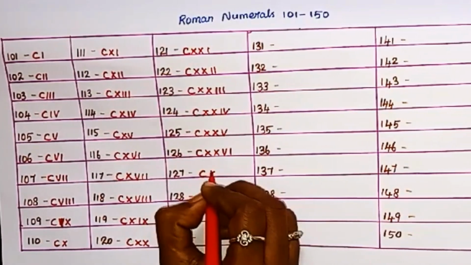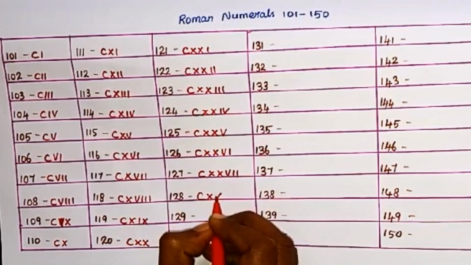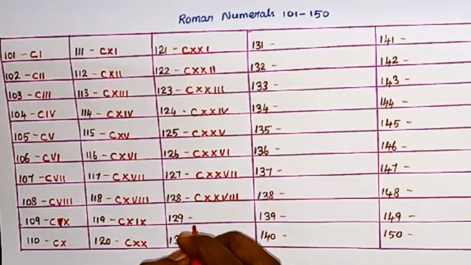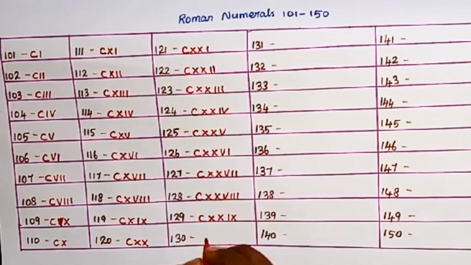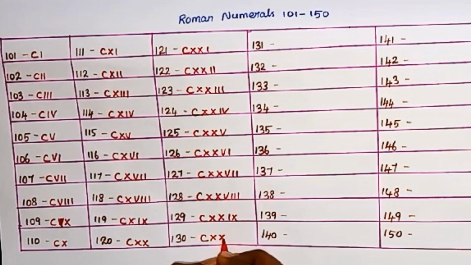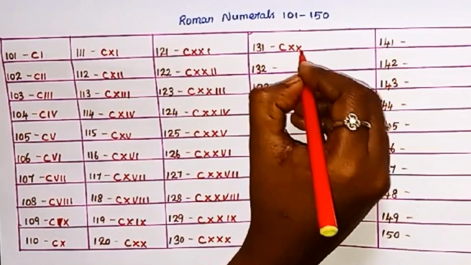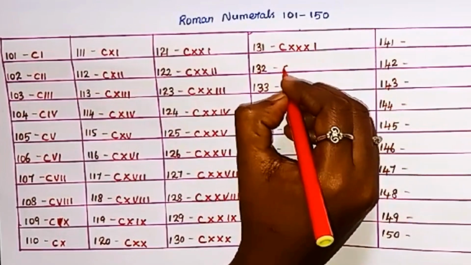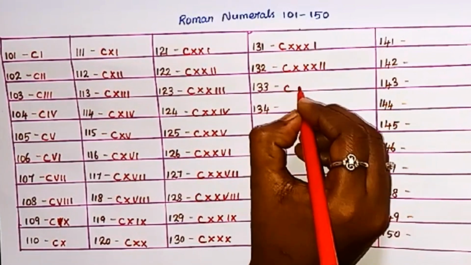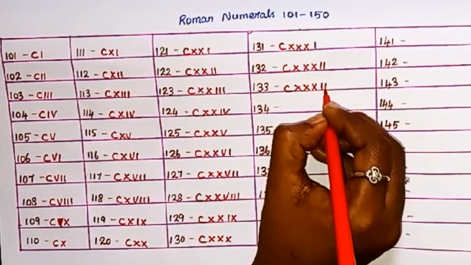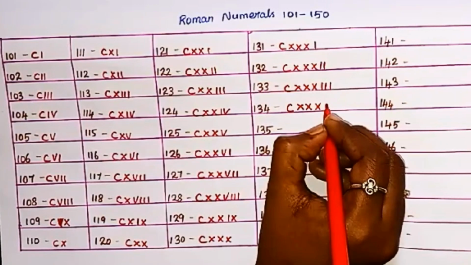127 C X X V I I, 128 C X X V I I I, 129 C X X I X, 130 C X X X, 131 C X X X I, 132 C X X X I I, 133 C X X X I I I, 134 C X X X I V.